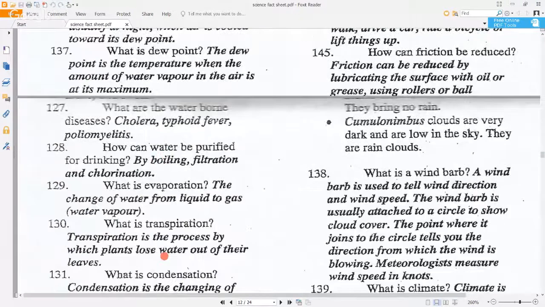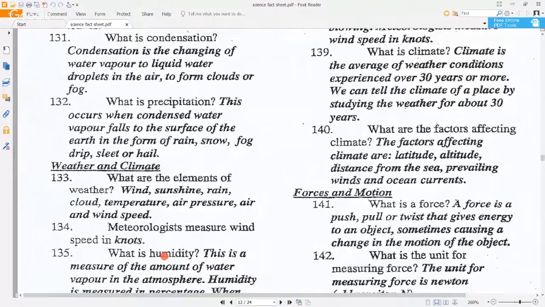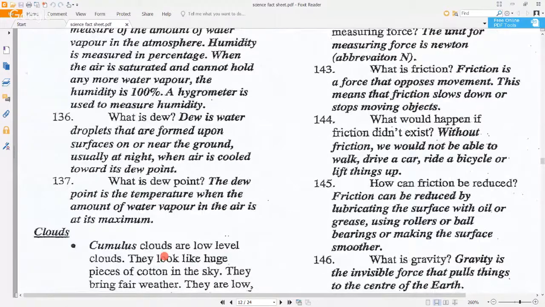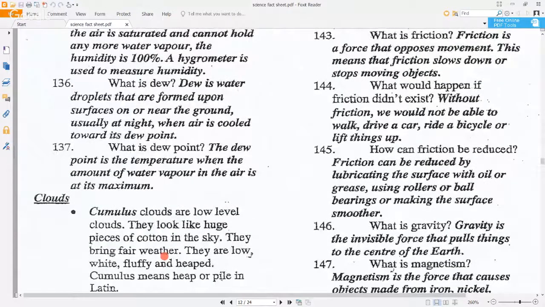Don't like that definition at all. All right, fair enough. It's at its maximum. And then, to make it more complete, if this water vapor makes contact with a cool surface, then condensation will take place. That's what I don't like about it.